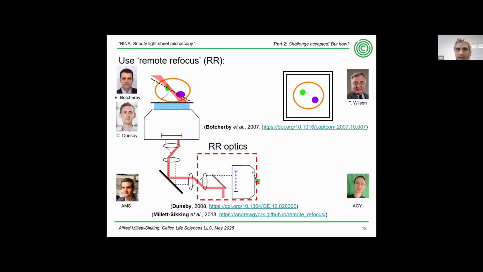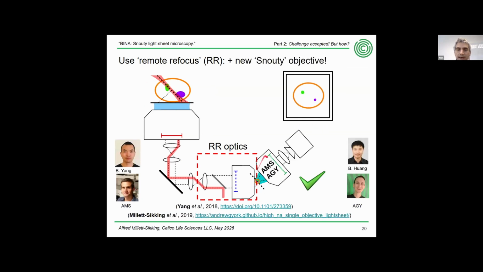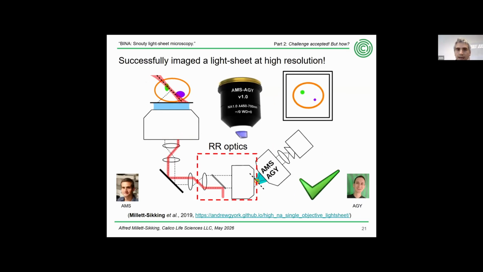It turns out there's a clever way to do it. We can use something called remote refocus optics. What we do here is we take our conventional microscope and we add some extra optics downstream. Together, these optics provide a remote 3D copy of the sample. And this is very powerful, because with this remote 3D copy, we can then use a special glass-tipped objective lens, which I'll call the Snouty objective, to image this tilted plane at high resolution and losing very little light during this operation. So this is kind of a big deal.